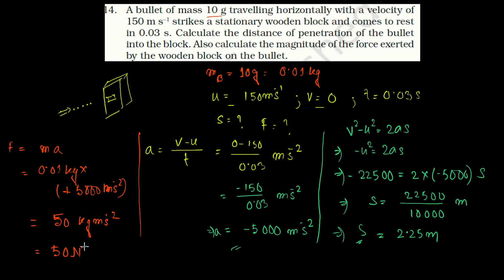This is the solution of this question number 14. Simple. First we have to write down all the things that are actually given in the question. If it is in CGS unit, just convert it to SI unit. Read the question very carefully because it is written as comes to rest. That means the final velocity V is going to be 0. Or you can write it as V1 or V2. You can also write like that.